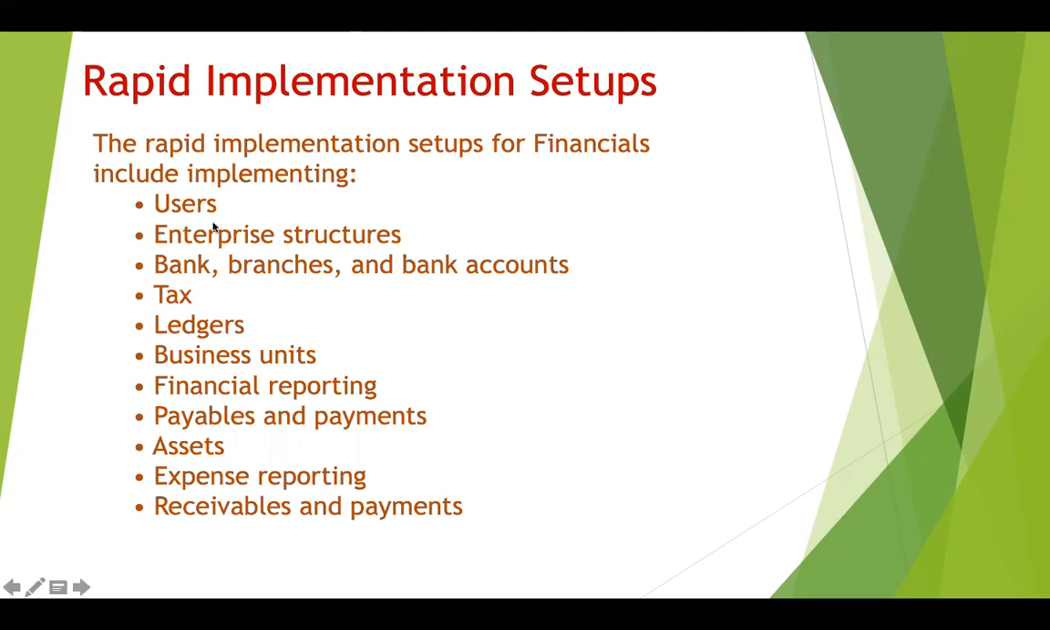And these are all the different things you can implement. When I say users, it's employee users or implementation consultant users, different approver users, all those users. Then in enterprise structure, you can create bank branches, and bank accounts you have to create for payments, and different tax levels you have to do. In EBS it was enterprise EBS tax. Here it is a similar concept with a more advanced version, very easily integrated. Ledgers you can create through the rapid implementation template, business units, all different kinds of financial reporting, payables and payments, assets, expense reporting, receivables and payments. All transactions you can do using different FBDI methods, but this rapid implementation is only for the setups.